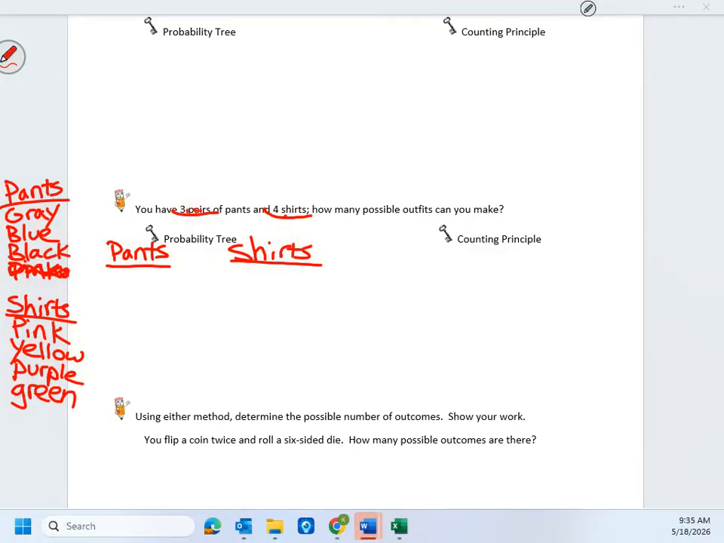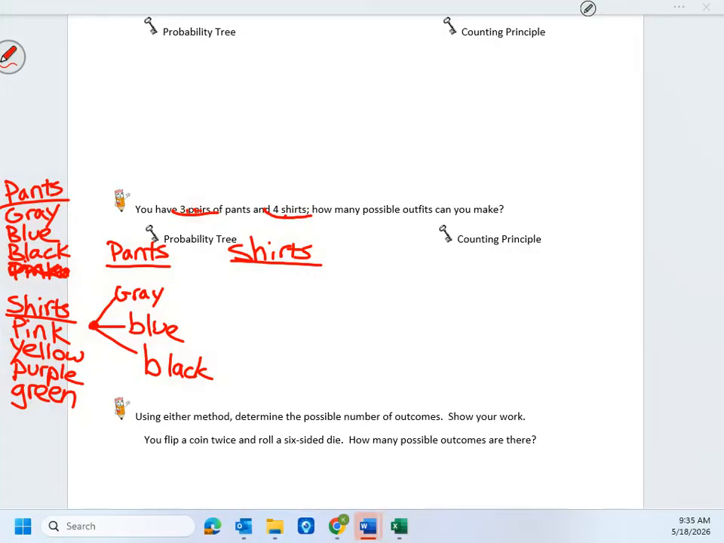All right. So just like when we flipped a coin, we could have heads or tails. When we pick pants, we could have gray, blue, or black. When we pick shirts, we could have pink, yellow, purple, or green. So we're going to start off with our first event, picking a color of pants. So we're going to have gray, blue, and black.